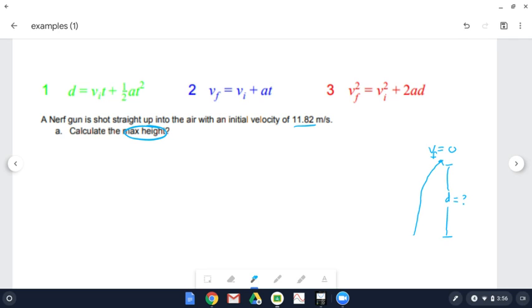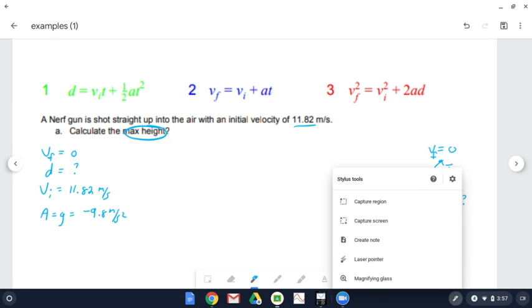So when I go ahead and make my list, I'm going to include this information in there. VF at max height, we're going to call that 0. The distance, max height, is unknown, but we do know our initial velocity, VI, which is 11.82 meters per second. We also know our acceleration. It is due to the Earth's gravitational acceleration, which is negative 9.8 meters per second squared.